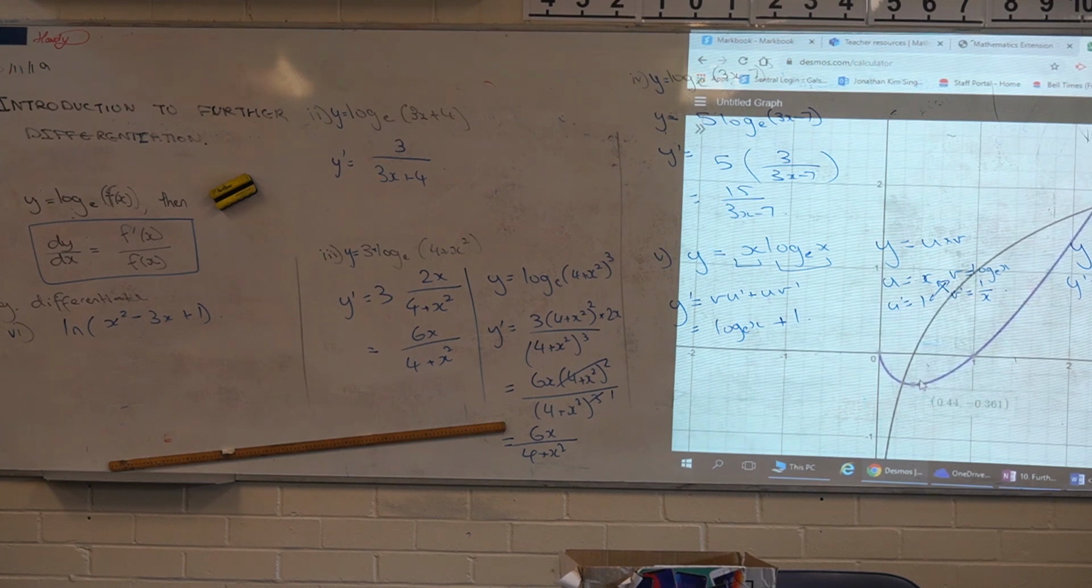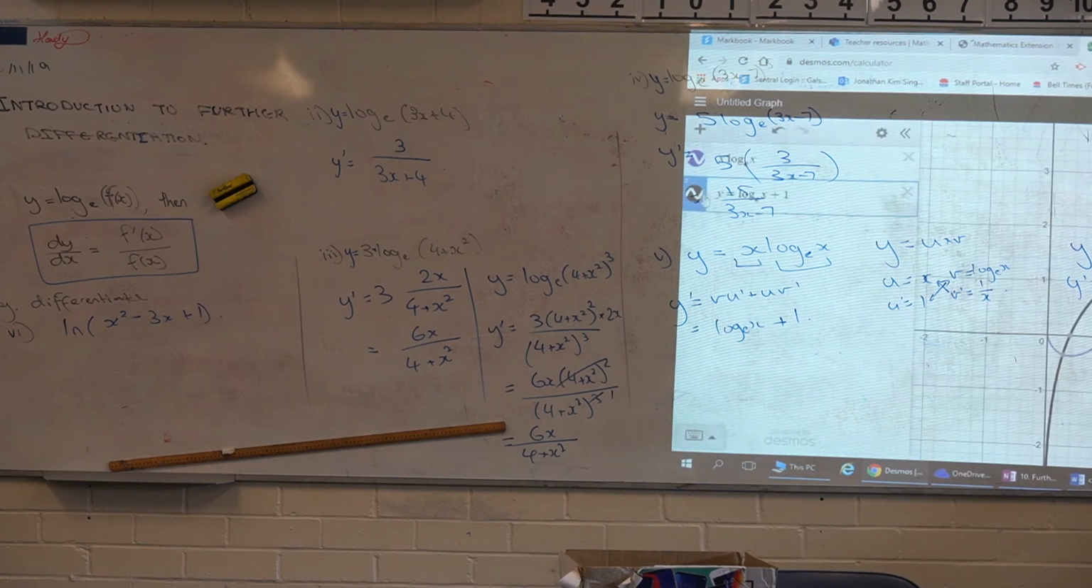Why does the graph look like that? Because it's the inverse of our exponential function, right? So if you graph them together, let me just show you.